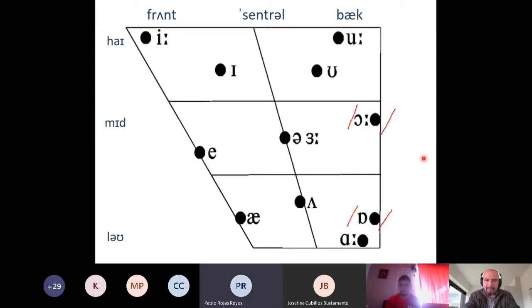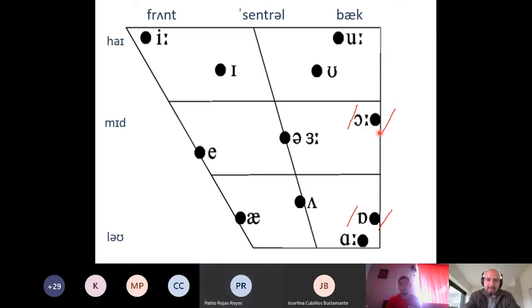Teacher? Yes, sir. I volunteer for the long O. Okay, O, wonderful. So I think it is a middle back tense, long, rounded vowel. Middle, back, tense, long, back, and rounded vowel. It sounds very, very well, Pablo, right? It sounds quite correct.